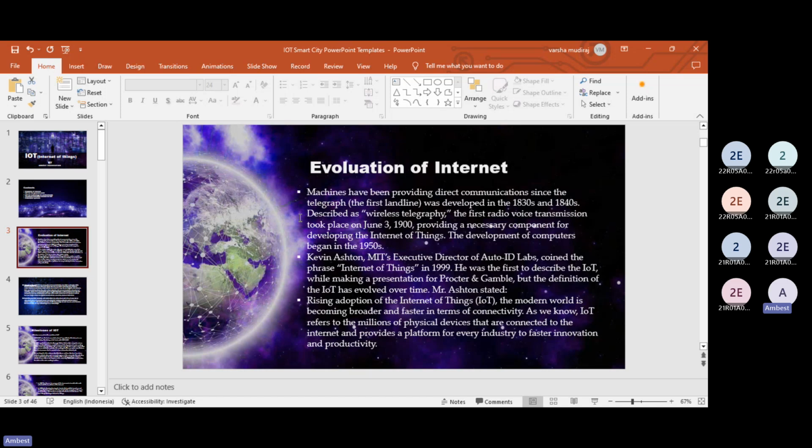Coming to the evolution of the internet, firstly, they had not gone through the internet properly.